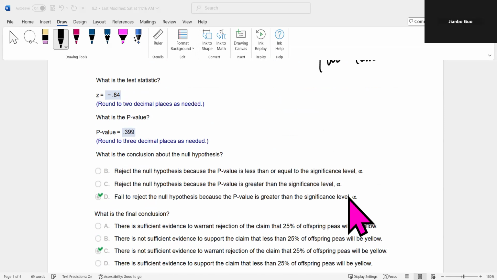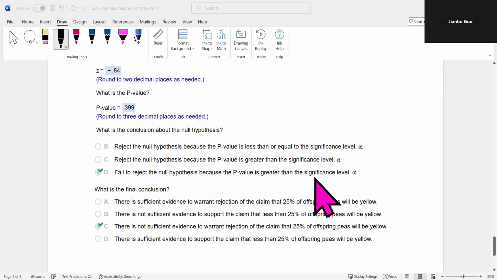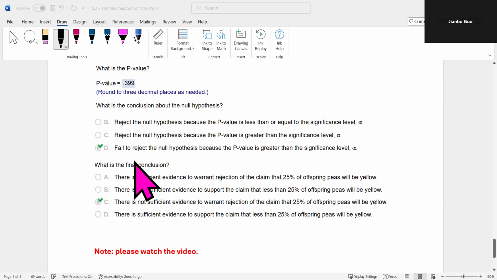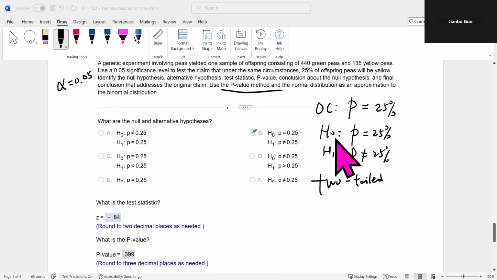Higher than the significance level determined by the researcher. And since we fail to reject the null, and in this case the original claim is the same as the null, if we fail to reject the null, then we fail to reject the original claim. So the conclusion would be we fail to reject the original claim.